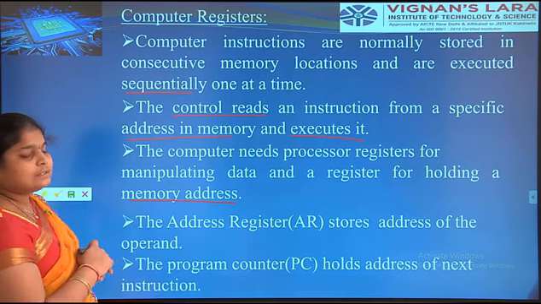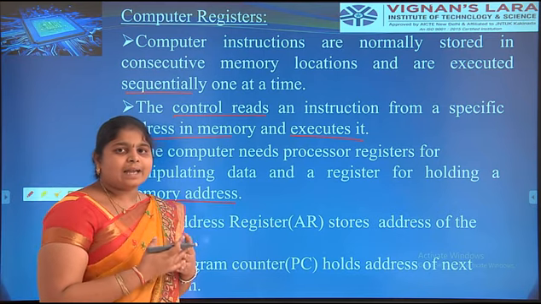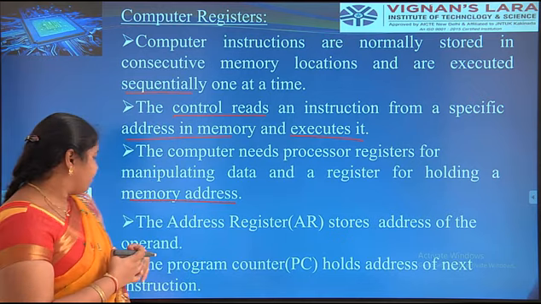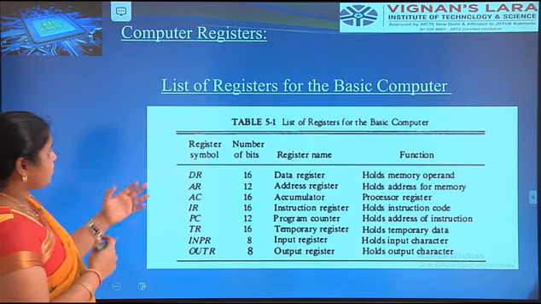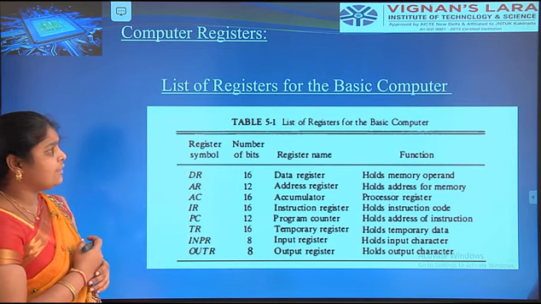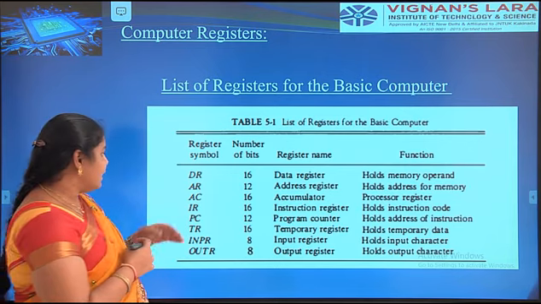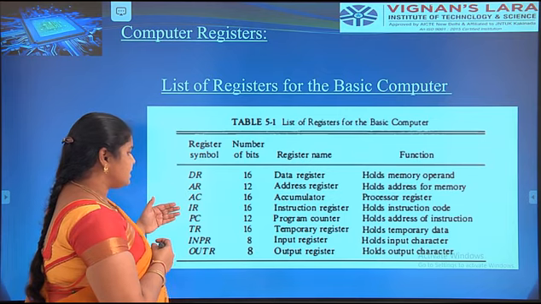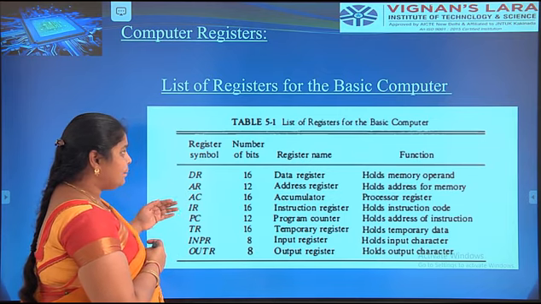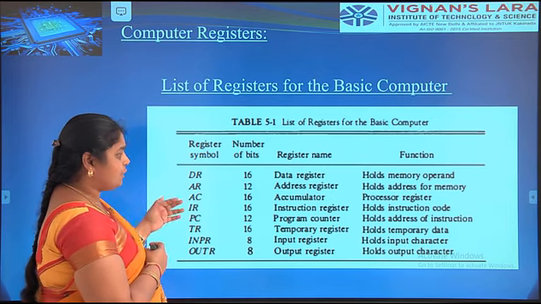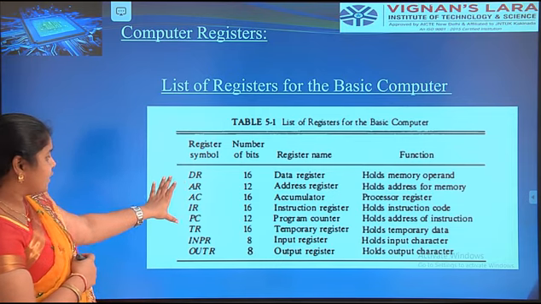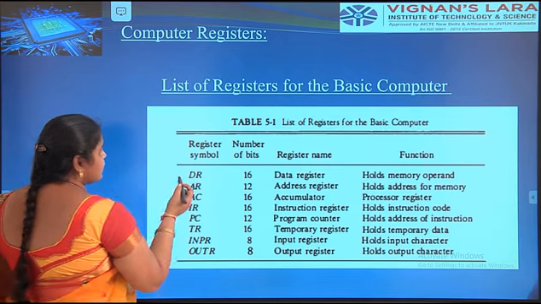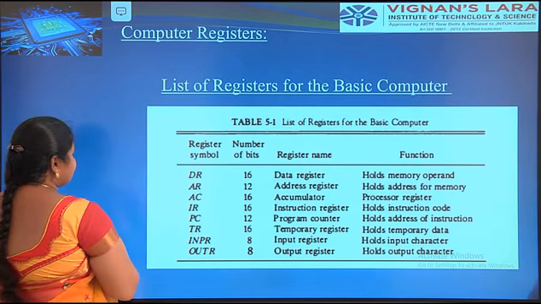In a computer we have many types of registers. These are the list of registers for the basic computer. These are the registers that can be used in this basic computer. For operations we have to use these 8 registers. First, this is the list of registers for the basic computer.